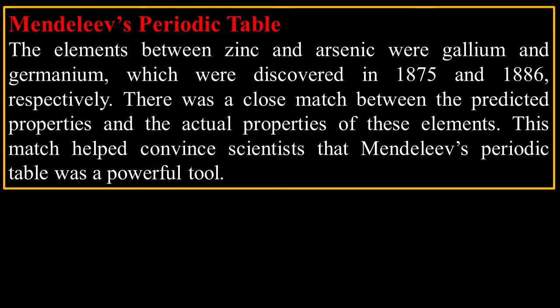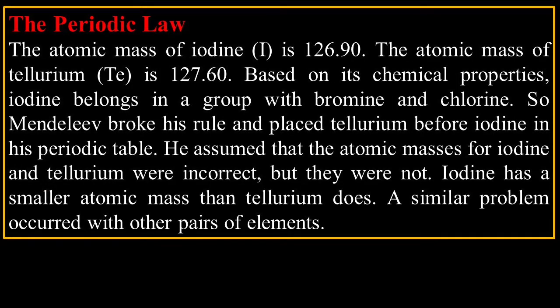It's unbelievable. The elements between zinc and arsenic were gallium and germanium, which were discovered in 1875 and 1886, respectively. There was a close match between the predicted properties and the actual properties of these elements. This match helped convince scientists that Mendeleev's periodic table was a useful tool. And so the hunt for more elements began, and the current table began to take shape.